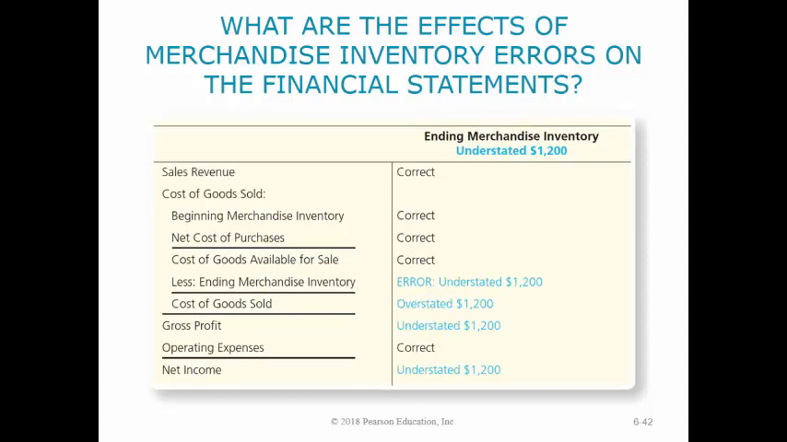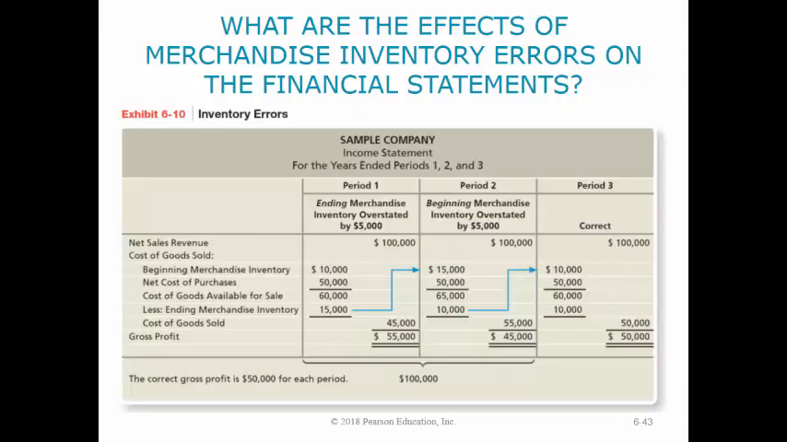Understating the ending inventory, reporting the inventory too low, has the opposite effect of an overstatement. If Smart Touch Learning's inventory is understated by $1,200, the cost of goods sold would be overstated. As such, the gross profit and net income would be understated. Recall that one period's ending merchandise inventory becomes the next period's beginning inventory. As a result, an error in ending merchandise inventory carries over into the next period.